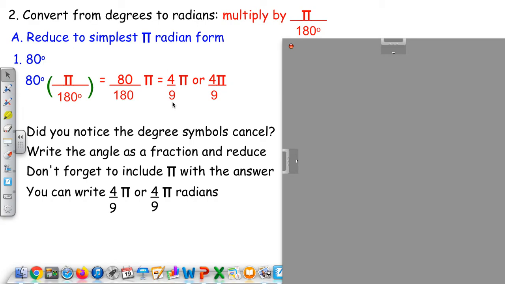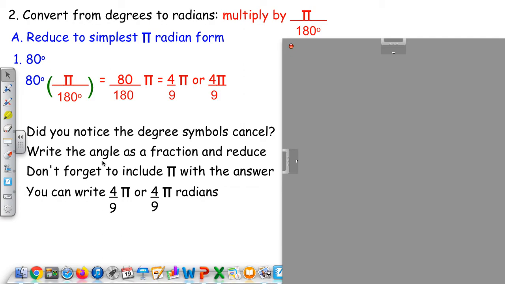And then all you're going to do, because it's simplest, is you're going to reduce. Some of your calculators will be able to reduce for you. If not, you have to kind of do it by hand. I would cancel the zeros out. Then here I notice that they both divide by 2. So I get 4 9ths pi. Another way to write this is 4 pi over 9.